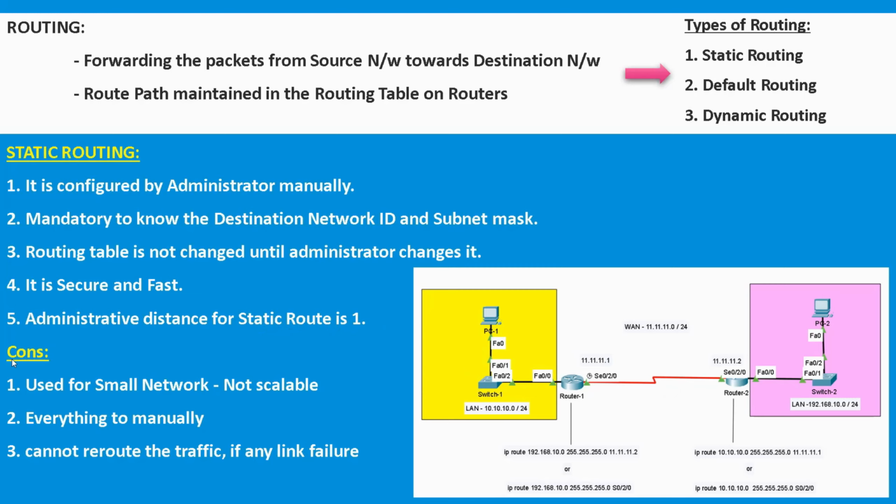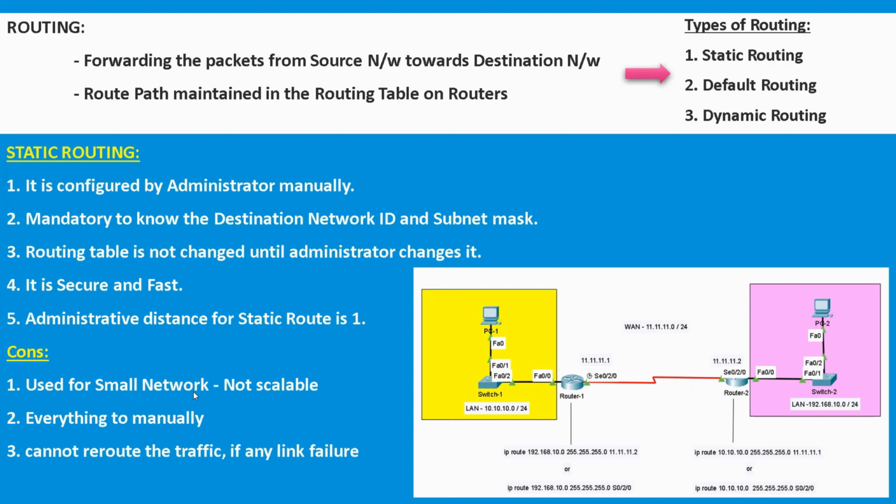Added to this, it also has some disadvantages, such as being used only for small networks; it is not scalable. As I told you before, the administrator has to manually configure all the destination network information. So how many networks can the administrator remember? It is only used for very small networks, 10 to 15 networks that the administrator can configure manually.